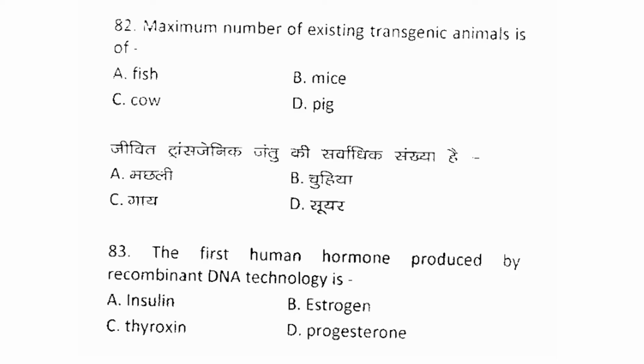Now the next question is: maximum number of existing transgenic animals are of? So maximum transgenic animals belong to mice. First human hormone produced by recombinant DNA technology is insulin. Human insulin is called Humulin. It was produced by Eli Lilly for the first time.